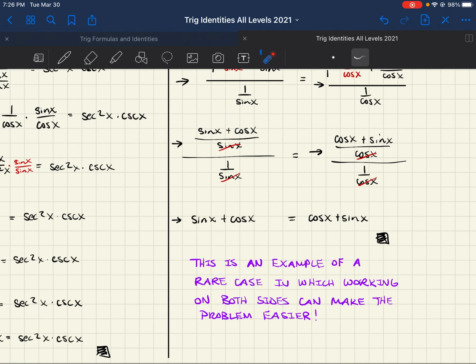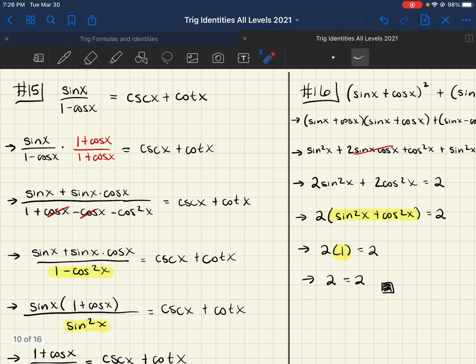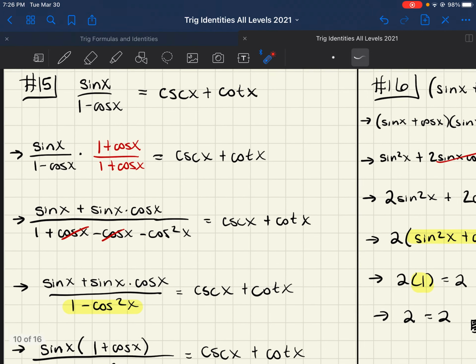If you would have tried to work on, for example, the left side completely alone, it would have worked, but it would have been much more difficult. Okay. All right, problem number 15.